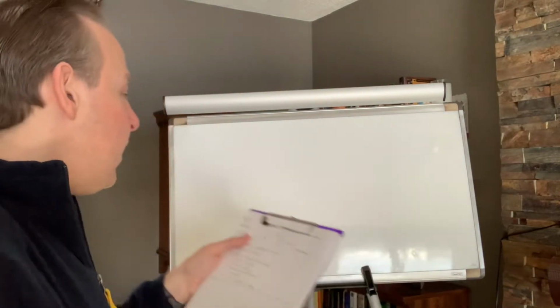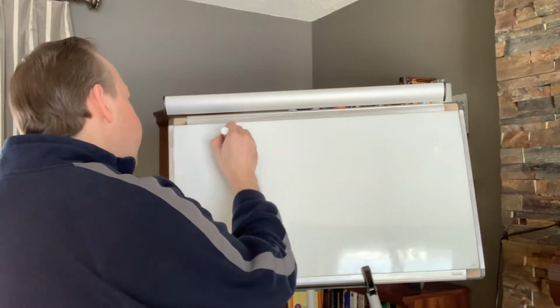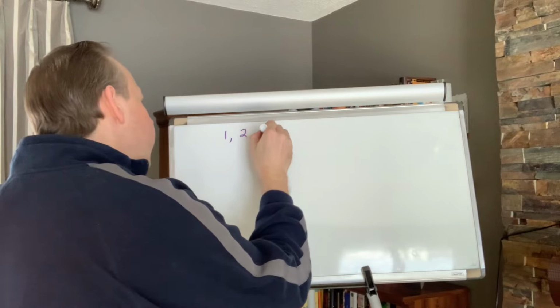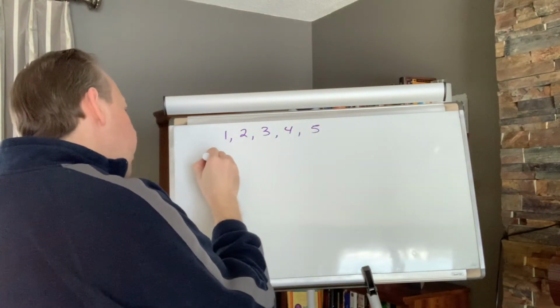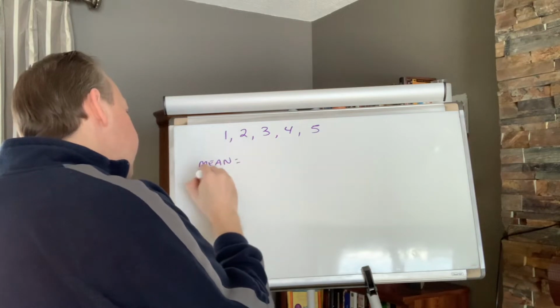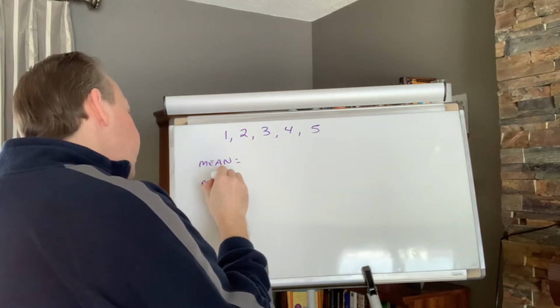So today we're going to look at what impact outliers have on our measures of center, called the mean and the median. To begin, I'm going to give you 5 nice easy numbers. They're the numbers 1, 2, 3, 4, and 5. And I want you to tell me the mean and the median.